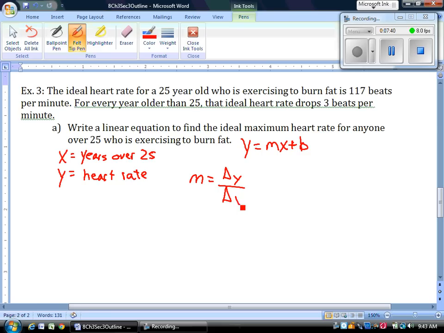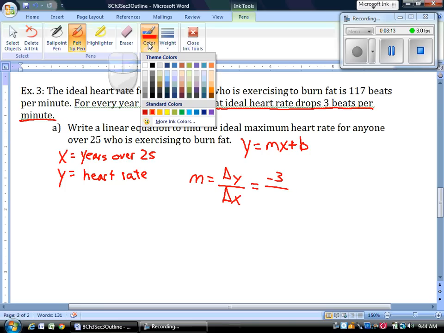Remember that m, our slope, stands for delta y over delta x. Since y is our heart rate, how is it changing? Let's take a look at the information up here. y is our heart rate. How is the heart rate changing? Okay. We can see right here that the ideal heart rate drops 3 beats per minute. So that tells me that delta y is -3.